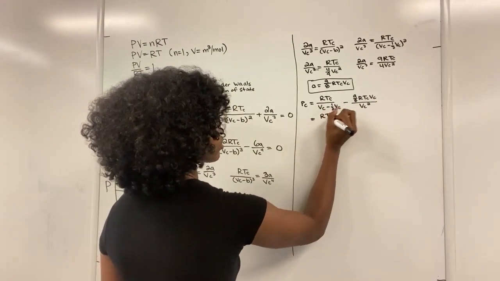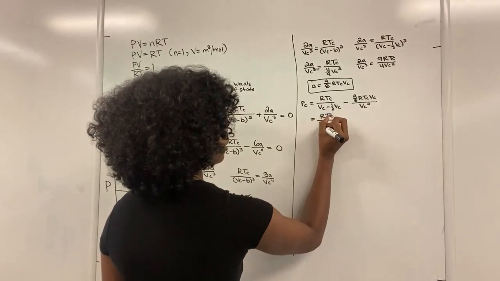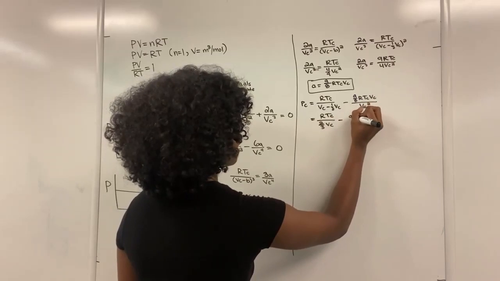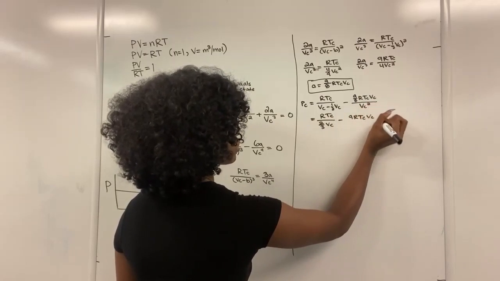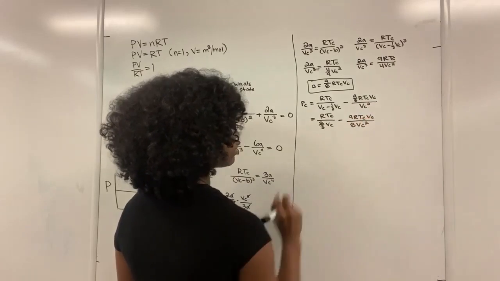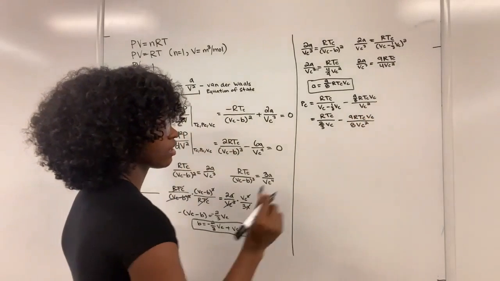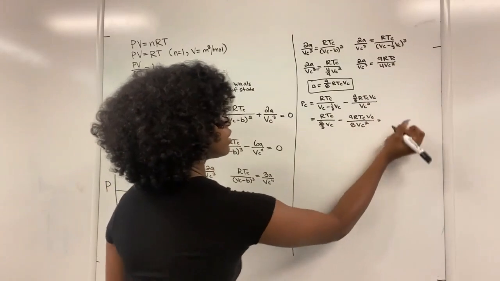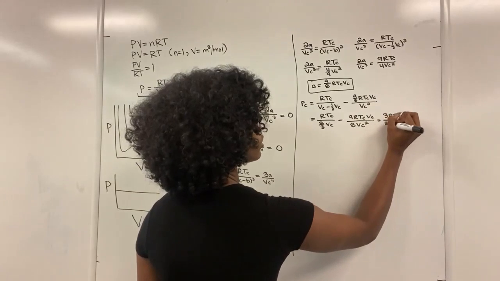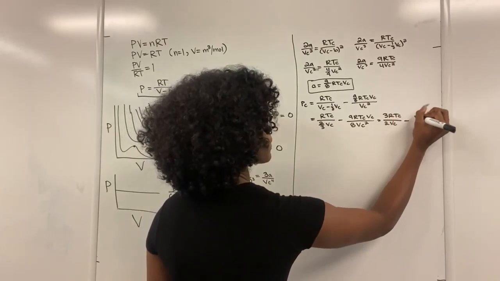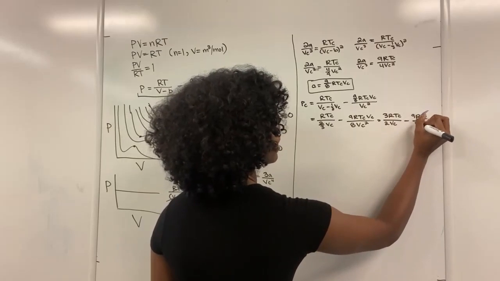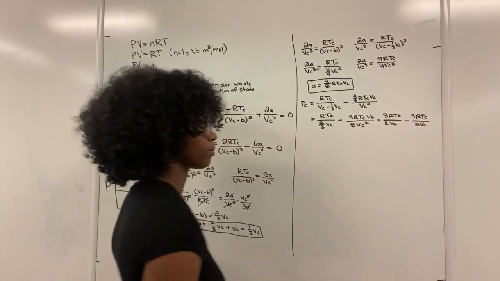This becomes R times the critical temperature divided by 2/3 the critical volume, minus 9R times the critical temperature times the critical volume divided by 8 critical volume squared. And this further simplifies to 3R times the critical temperature divided by 2 times the critical volume, minus 9R times the critical temperature divided by 8 the critical volume.